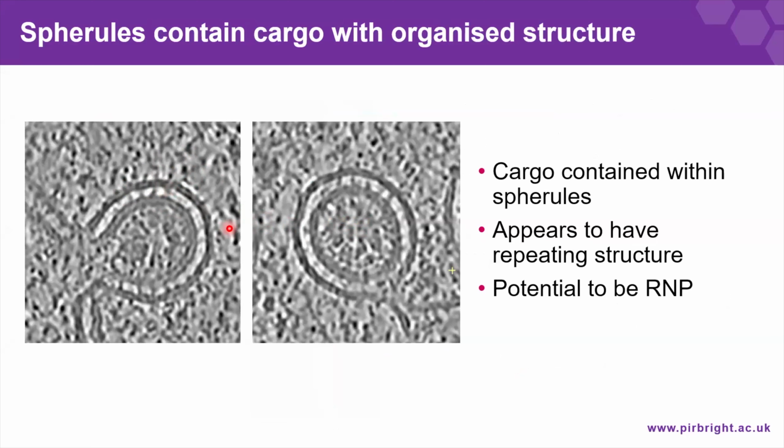The next bit of information that we've picked out from this data set is that the spherules clearly contain a cargo. If you look through the center slice of the spherules, you can see that there's this content. It appears to have some repeating structure, so there is a potential that this could be RNP. Being that we don't see RNA synthesis associated with spherules, we don't really know what the purpose of this RNP within the vesicle would be, but it will be quite interesting to look into that in more detail in the future.